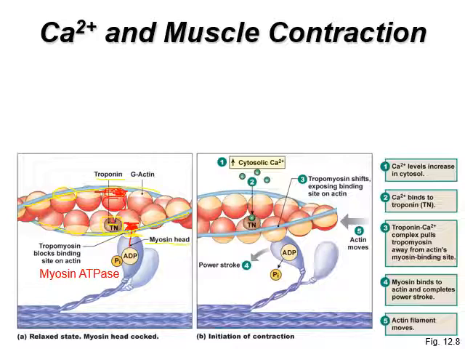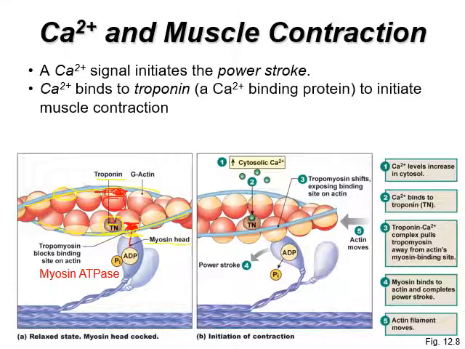All right? And when troponin is not bound, there's no calcium here. This is how tropomyosin looks. It will be covering those myosin binding sites.